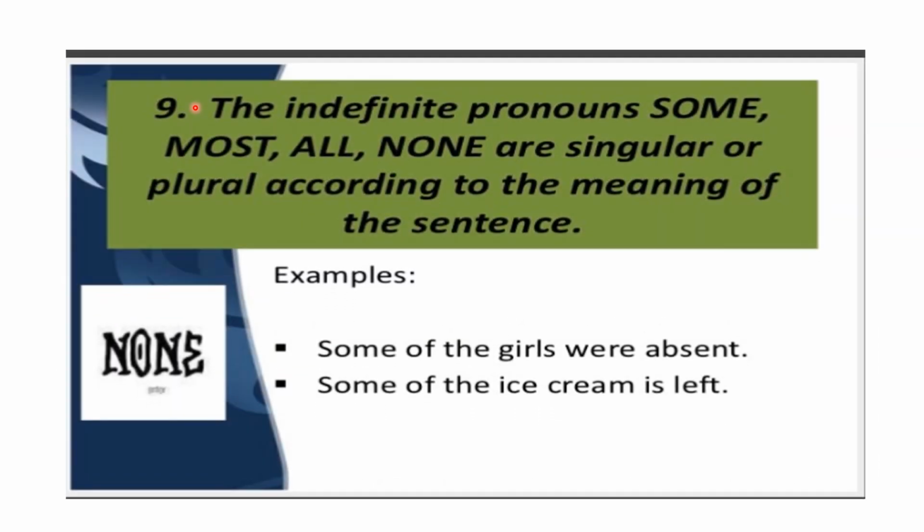The indefinite pronouns some, most, all, none are singular or plural according to the meaning of the sentence. Look at the following examples. Some of the girls were absent. Here, girls were absent. Now here, some of the ice cream is left. So the ice cream is left. Therefore you have to use either a plural verb or a singular verb according to the meaning of the sentence.